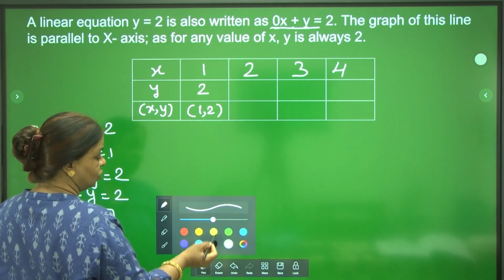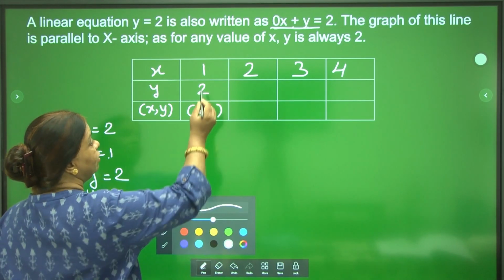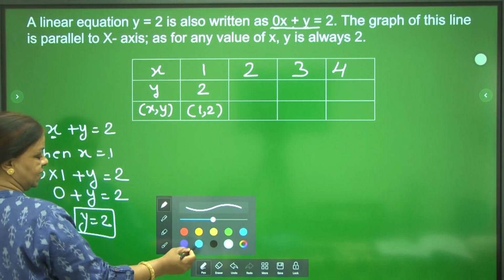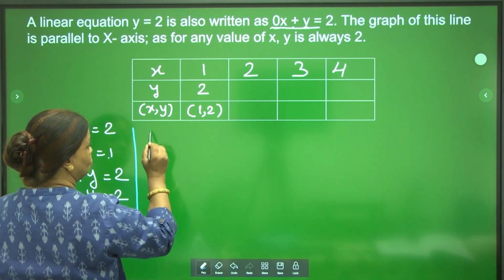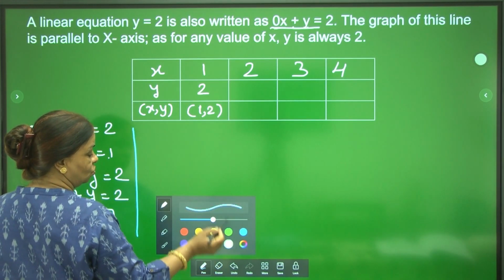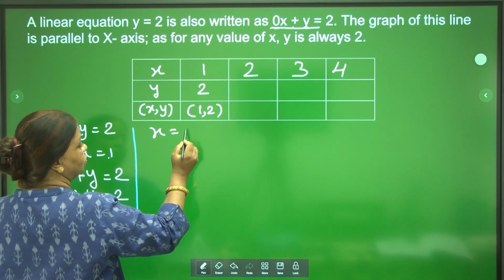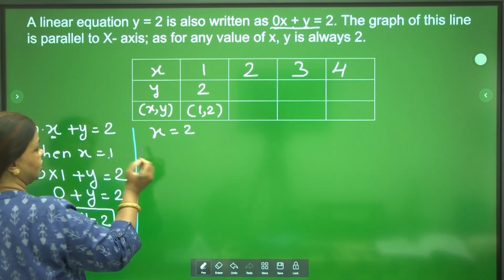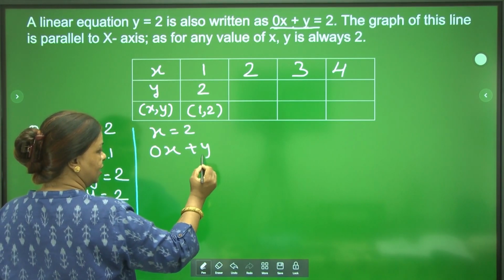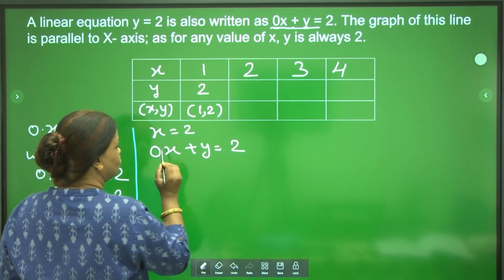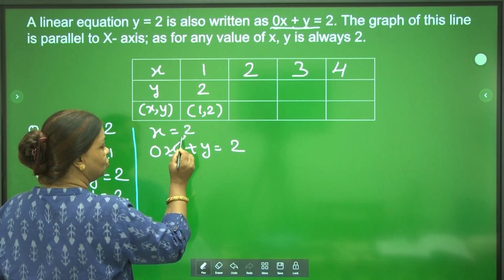When x is 2, what will be our value? The second value of x is 2. So when x is 2, what will be my value? My equation is 0x plus y is equal to 2. So in place of x I will place 2.